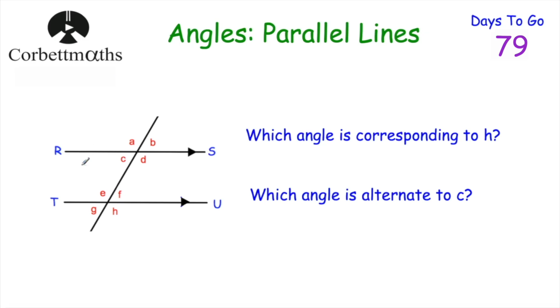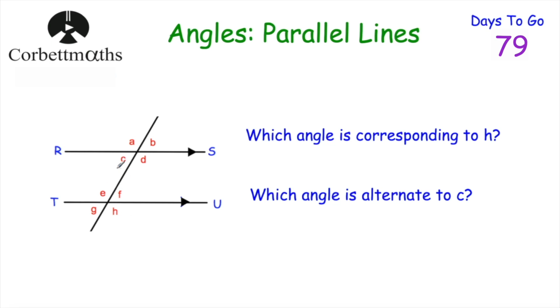Okay, so here we've got two pairs of parallel lines. We've got RS and TU, and we've got some angles that are labeled. We've got A, B, C, D, E, F, G, H. And the question says, which angle is corresponding to H? So corresponding angles. We've got these parallel lines, and we've got the line that crosses them.